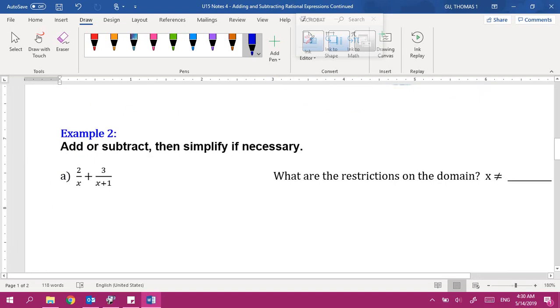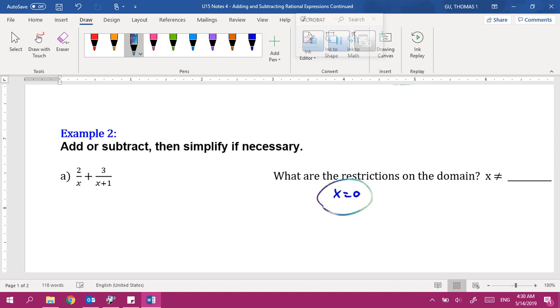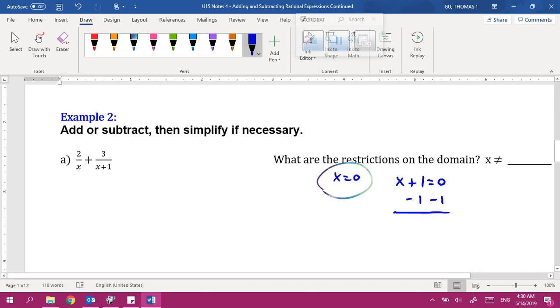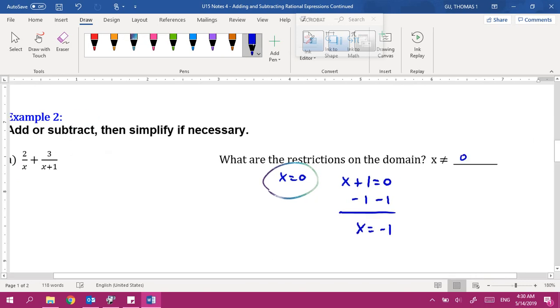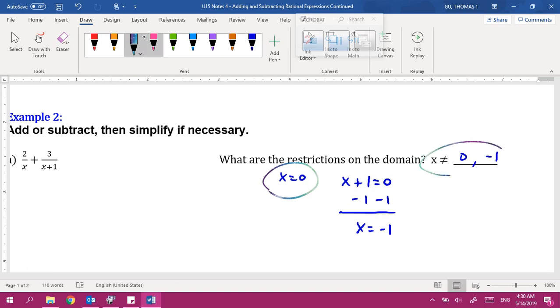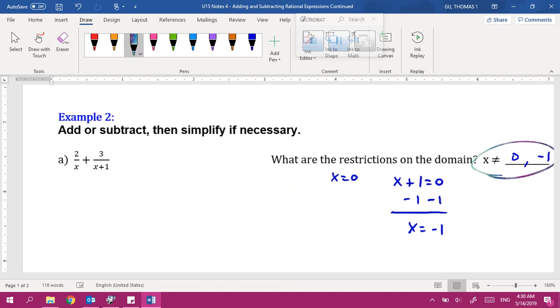We've got two different denominators here. So we're going to take each denominator and set it equal to 0, and that will tell us our restrictions. So x equals 0. Wow, that's a freebie right there. That's looking at this x. And then the other denominator is x plus 1 equals 0. This one I actually have to work out because I see that I'm adding or subtracting a number. So x is negative 1. So that means x cannot equal 0 because that will make the first expression undefined, and x cannot equal negative 1 because that will make the second expression undefined.